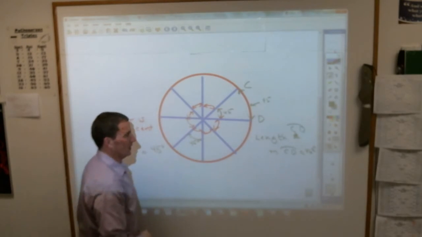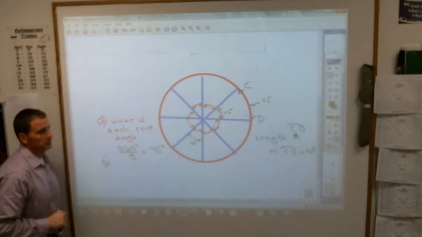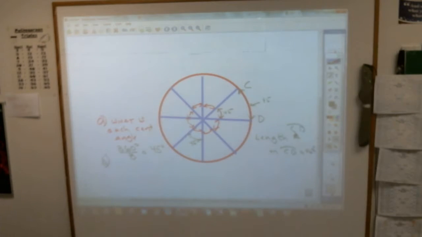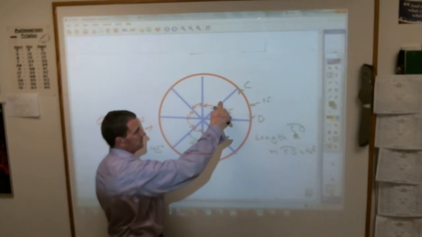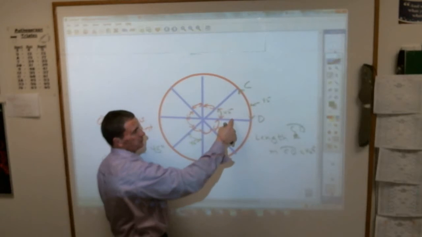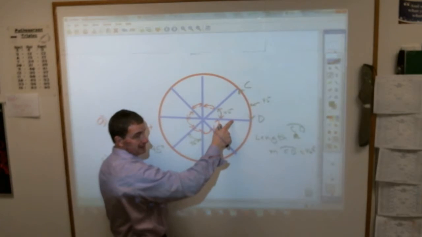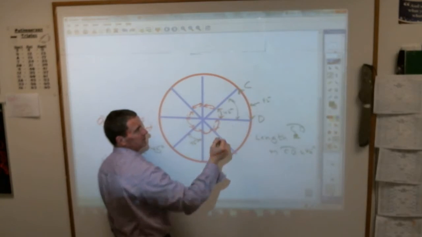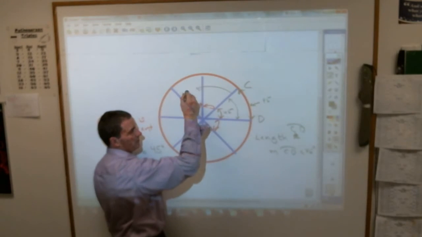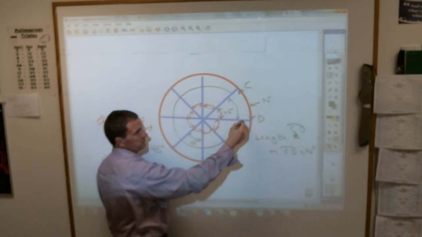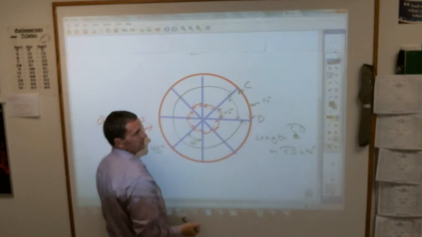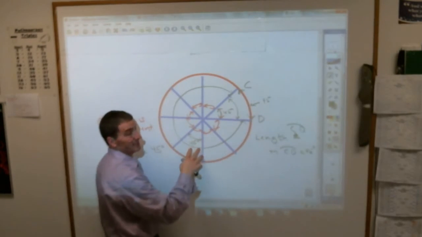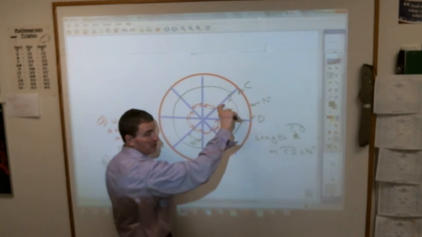Now, something else you have to watch out for: believe it or not, children, if you think about C and D here, there are actually 2 different angles there. What are they? Well, you have this angle that we talked about, but you also have another angle formed by those 2. 90% of the time, unless they specify otherwise, it's always the small one.